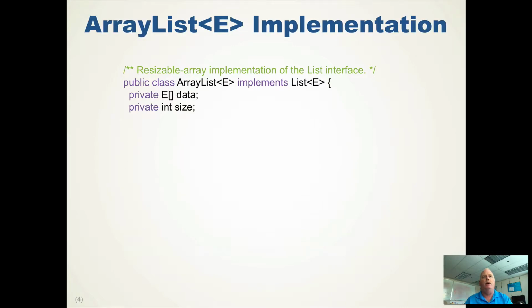So let's talk about the implementation. We have our private member variable data. You can call it anything we want, but data is a nice name. It's an array of E's. Again, it's a generic, so that's the type that will, when we instantiate our ArrayList, we'll tell you what type it is.